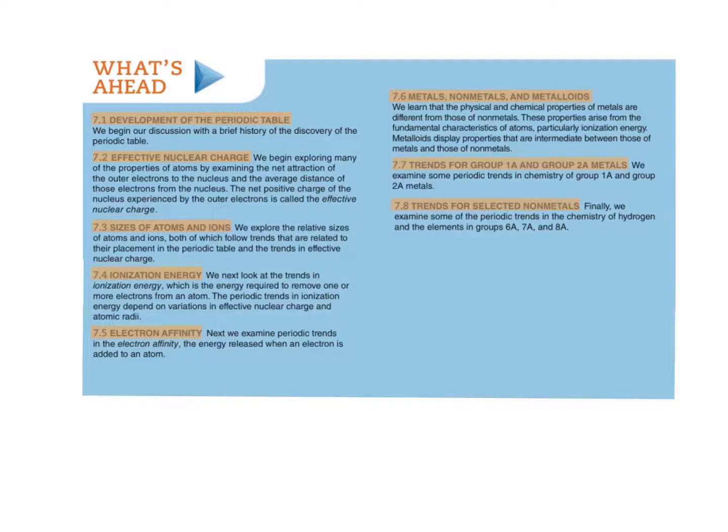Then there's some trends that we can look at on the periodic table. We'll look at how the size of atoms change as you go across the periodic table. We'll look at how ionization energy and electronegativity change. Then we're going to talk about some of the different groups on the periodic table and how there are some trends that fall within those groups.